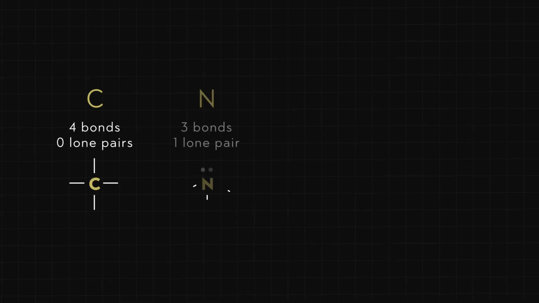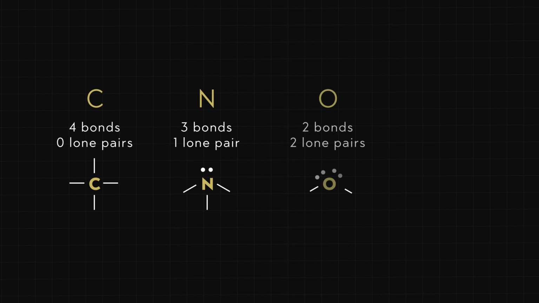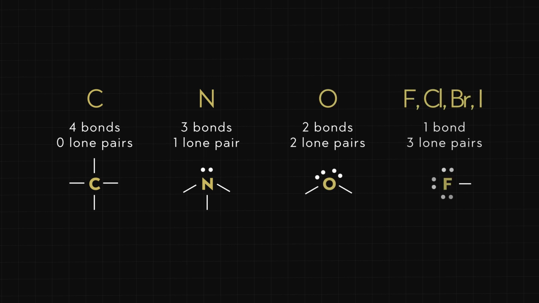This is easier to work with than it sounds, because all we need to do is count the bonds around each atom. The number of bonds is 4 for carbon, 3 for nitrogen, 2 for oxygen, and 1 for the halogens like fluorine, chlorine, bromine, and iodine. The number of lone pairs increases to ensure an octet, from 0 for carbon to 3 for the halogens. If an atom doesn't have the required number of bonds, it means there are hydrogens that are not being shown.